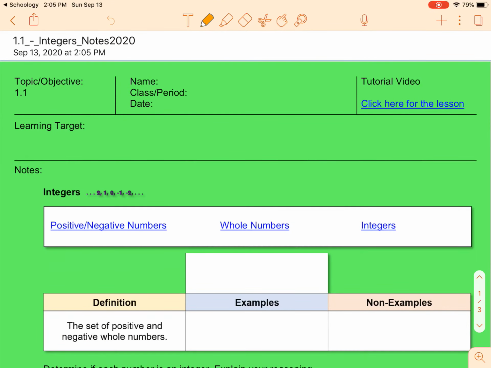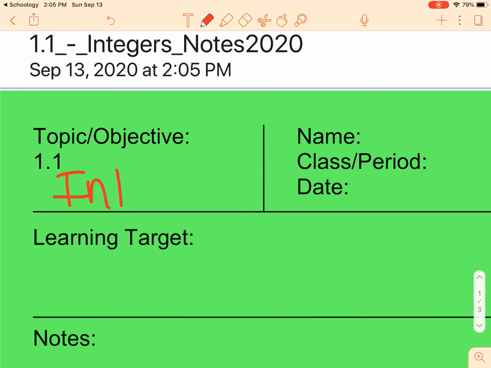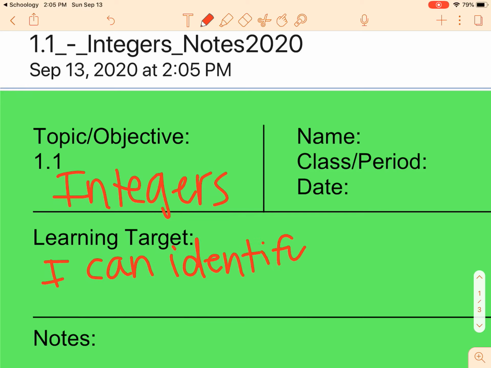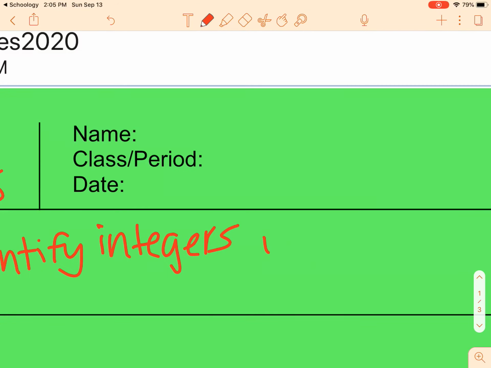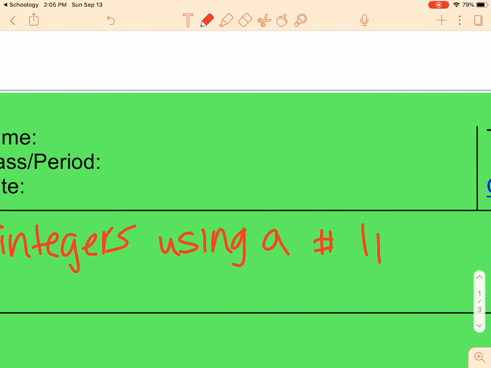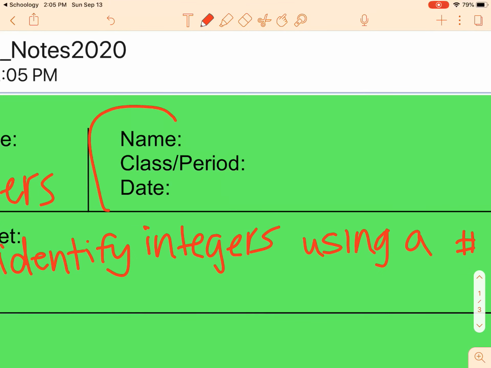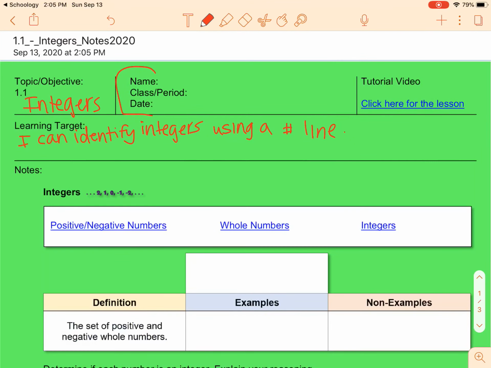This should look familiar to you from last year. If it doesn't, we are going to set up our notes. Our topic is integers, and our learning target: I can identify integers using a number line. And then this part you can fill out on your own.